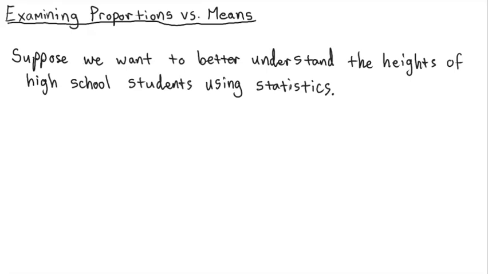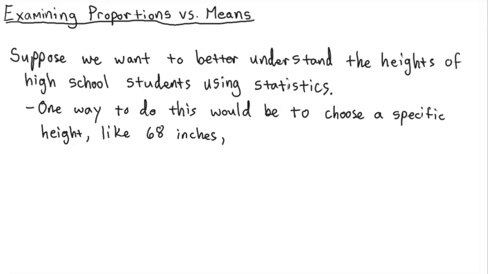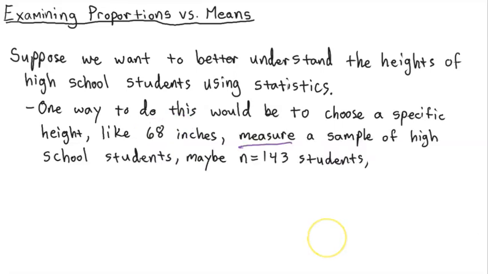Okay. So suppose we want to better understand the heights of high school students, and we want to use statistics to do that. Well, there are two ways we could go about this. One way is to choose a specific height, like 68 inches, get a tape measure and walk around and measure a sample of high school students. A sample means not all of them, just some of them. Let's say 143 of them. We call that n, the sample size.